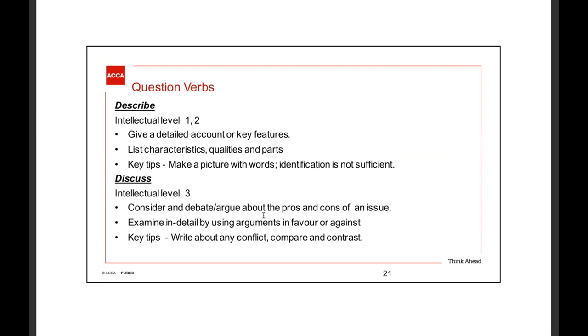Another question verb is describe. Describe and explain are intellectual levels 1 and 2, where you have the slightly lower higher order thinking skill. And I would say that if you are asked to describe, it would be easy for you to answer the question.